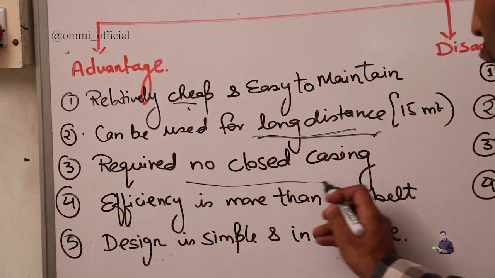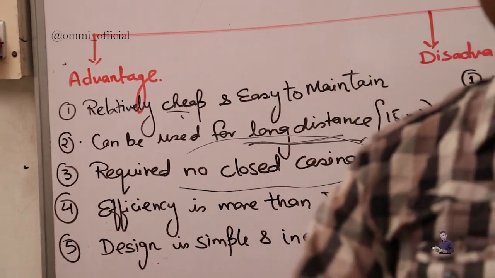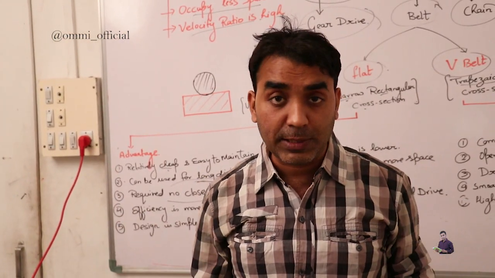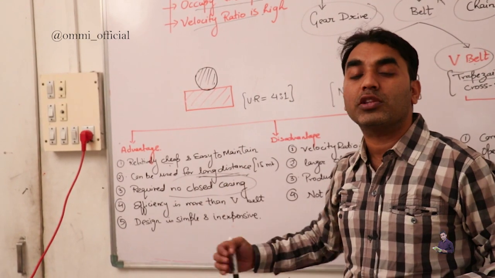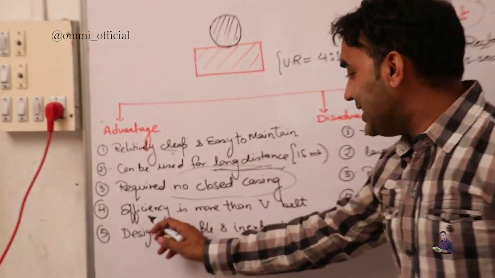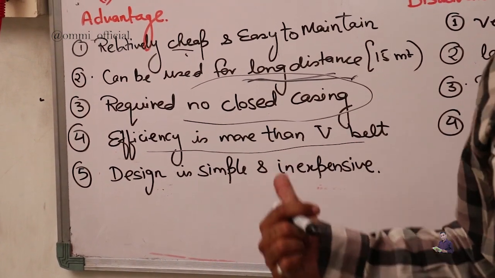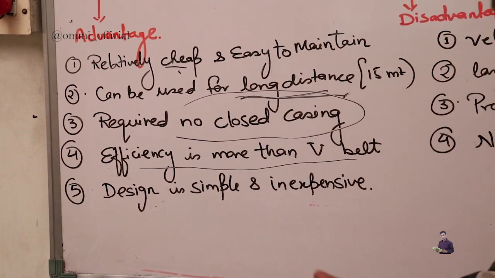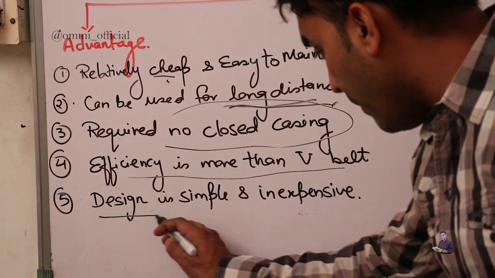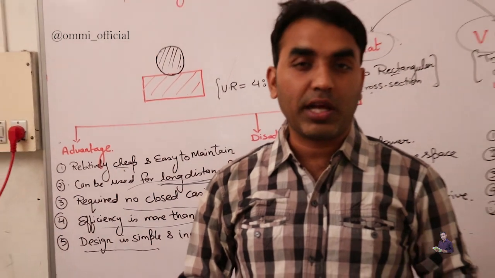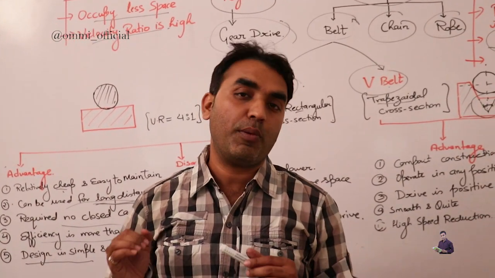Third, it requires no closed casing. It means if you use it in the open area, in the atmosphere, no corrosion or rusting problem should be there. It can be used in the open area, and its efficiency is more than the V belt. My dear friend, it's more efficient than the V belt drive. And the last one, it's simple in design and very inexpensive. We are not putting any sort of burden on our pocket.